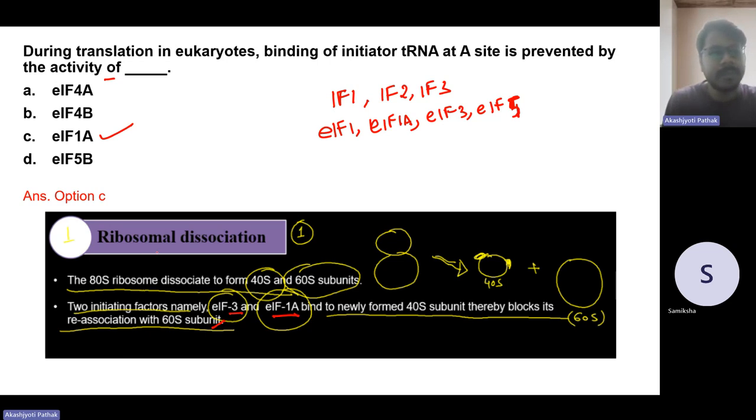So first step is ribosomal dissociation. This is directly from the lecture slides. I have taken this figure. So the 80S ribosome will dissociate to form 40S and 60S subunit, and then following this, the 40S small subunit, at the A site and the E site, two initiation factors will come and bind. At the A site, eIF1A will be present, and at the E site, eIF3 will be present, and this blocks it from reassociation with the 60S subunit.